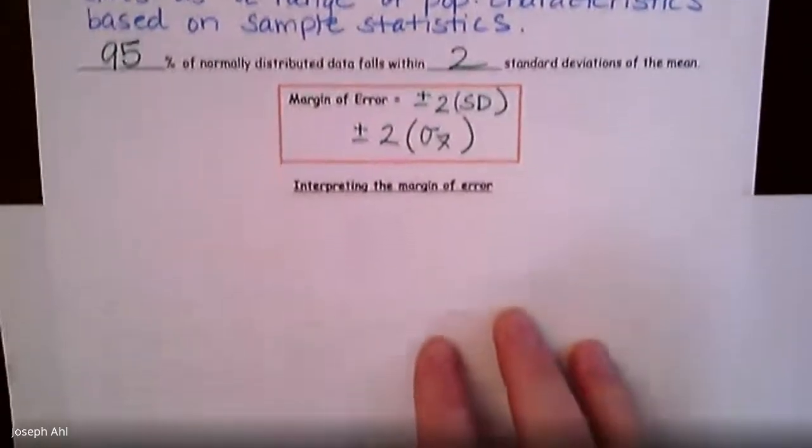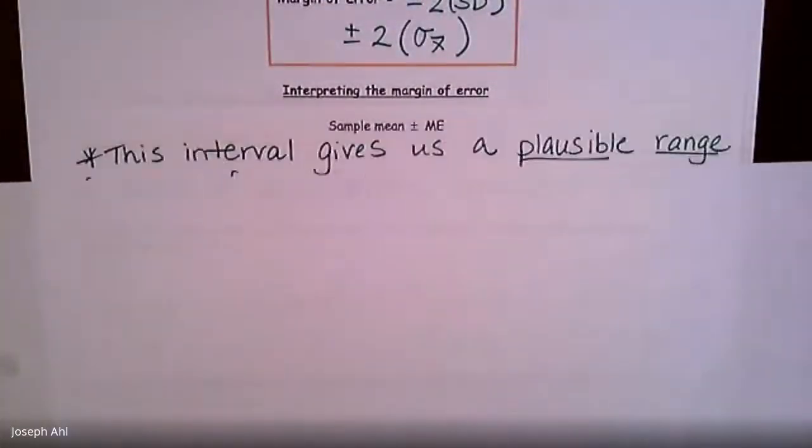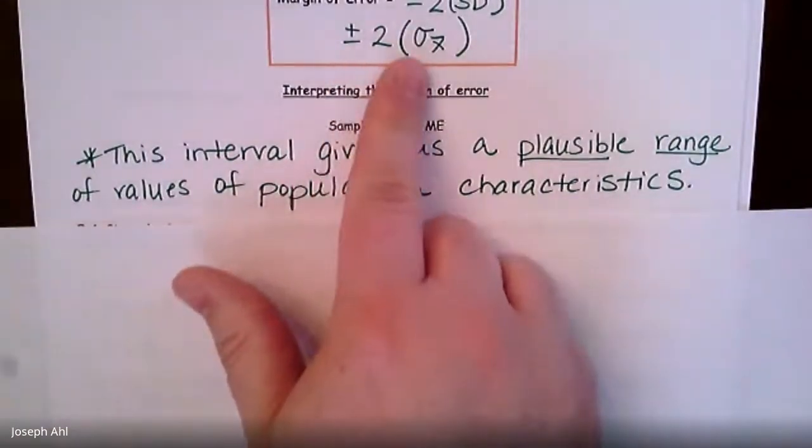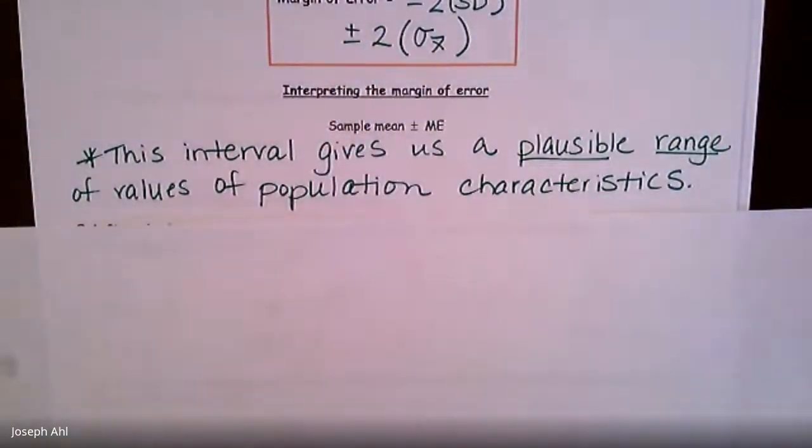Quick interpretation of the margin of error here. It gives us a range of plausible values of population characteristics. Since we know that we're capturing 95% of our sample when we talk about margin of error, that range of plausible values is vocabulary that comes up quite frequently. Is this value plausible? If it's within 2 standard deviations of the mean, the margin of error, then we say yes, that value makes sense. That's a likely possibility. If it's outside of that range, then we'd say, nope, it's not very plausible. It's not very likely that that will occur.